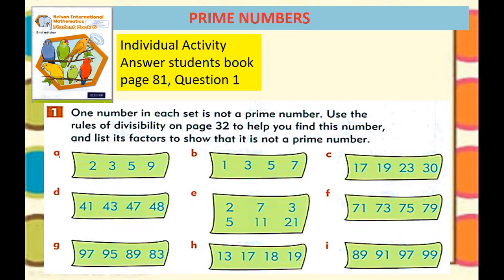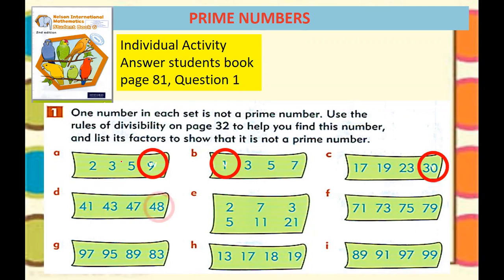Okay, so let's try this one. Letter A, which one is not a prime number? Yes, it's 9. Letter B, which one is not a prime number? Okay, 1, because 1 has only one factor. Which one is not a prime number in letter C? 30, because it has 5 times 3, 3 times 10, and it has more than 2 factors.